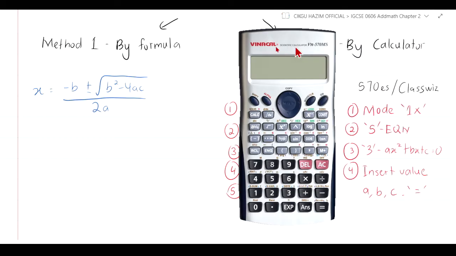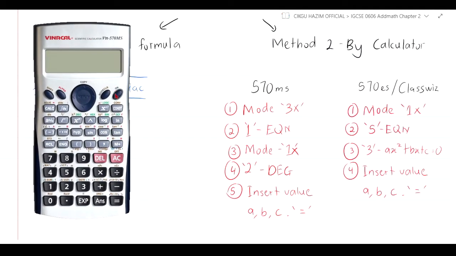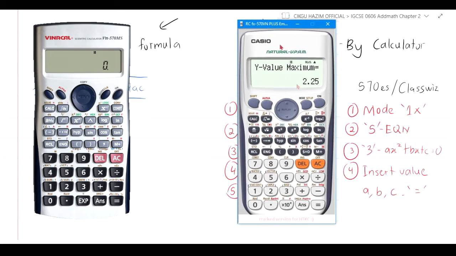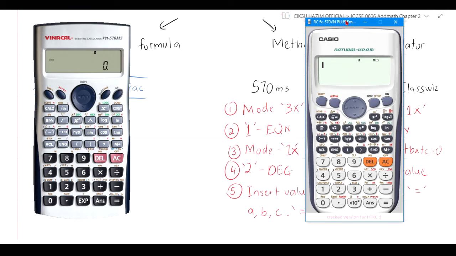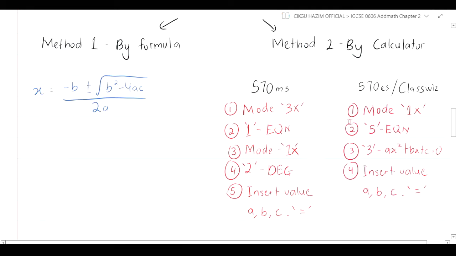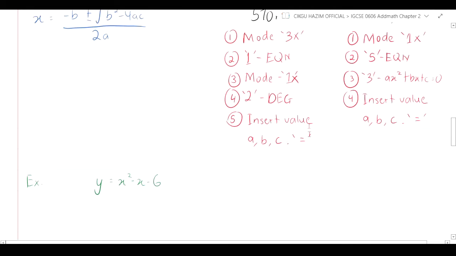This is actually the example for the 570MS. What is the method? What are the steps? The 570ES and ClassWiz are almost the same, but for ClassWiz you may have to press Alpha A. But I'm not going to show you that. I'm just going to show you the 570MS first. One example for MS, and the second example I'm going to show ES.